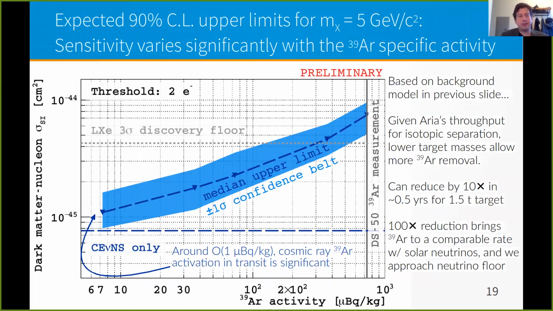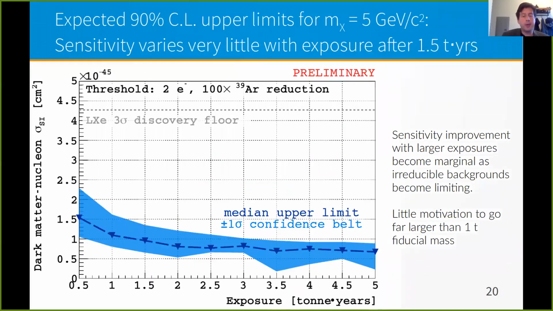So here you can see how our sensitivity at 5 GeV varies as a function of the argon-39 concentration in the detector. This is holding the neutrino and gamma background rates constant. You can see that we get significant sensitivity out of the argon-39 reduction. And given the throughput expected from ARIA, we expect to be able to adequately purify 1.5 tons of argon in a reasonable time scale. However, we also find that there's not really much to gain by going larger.